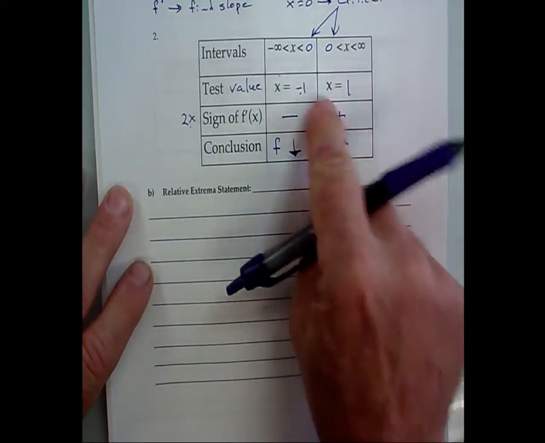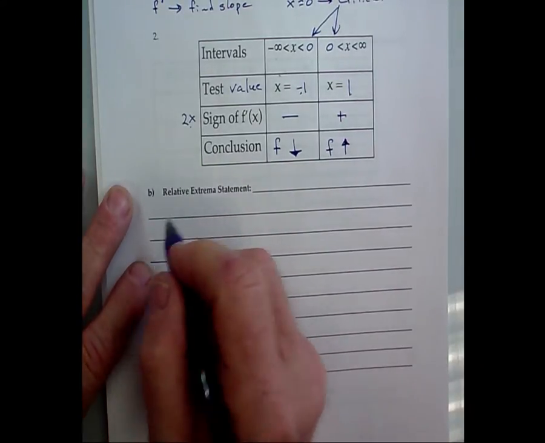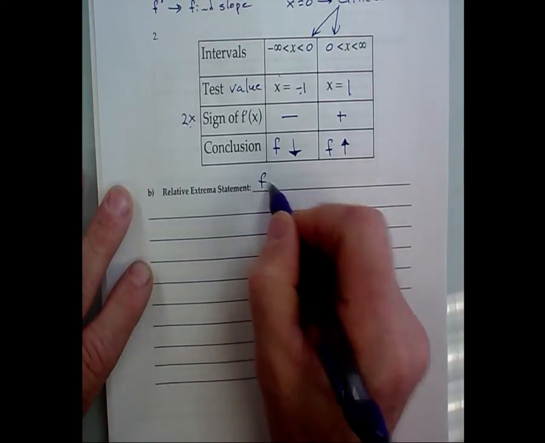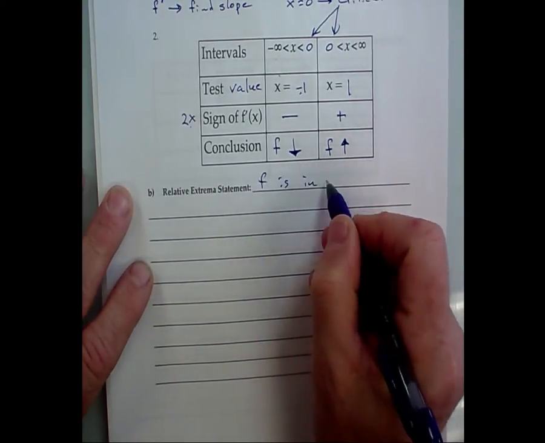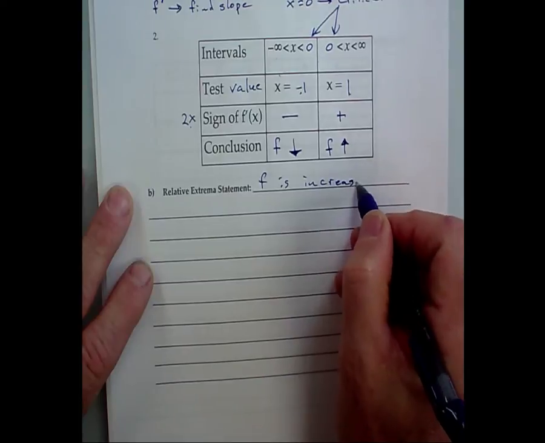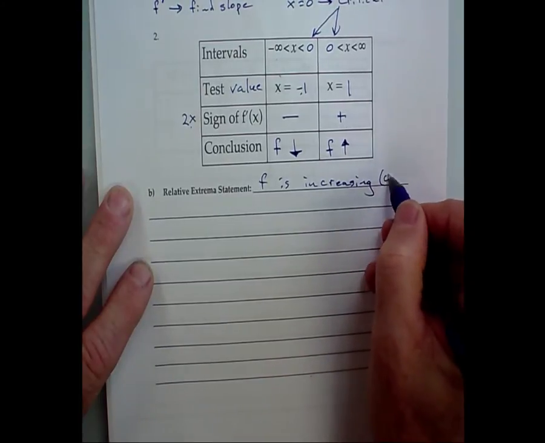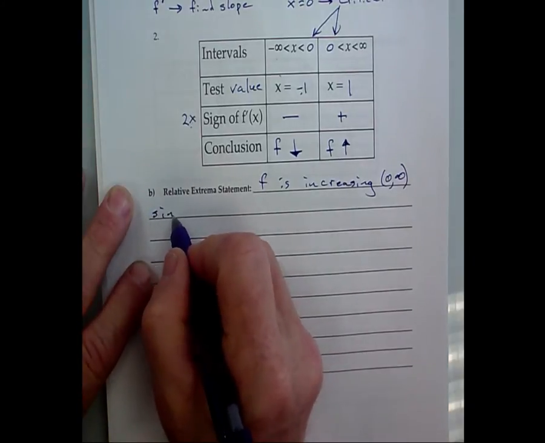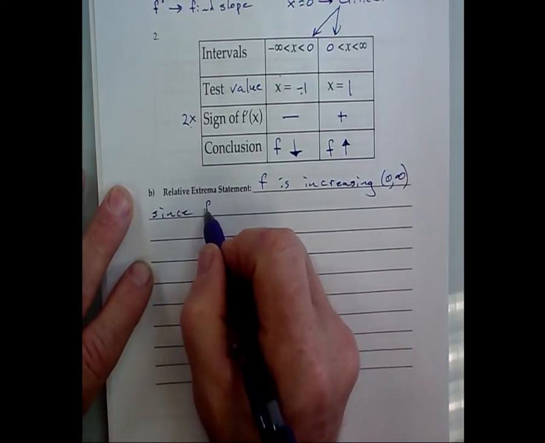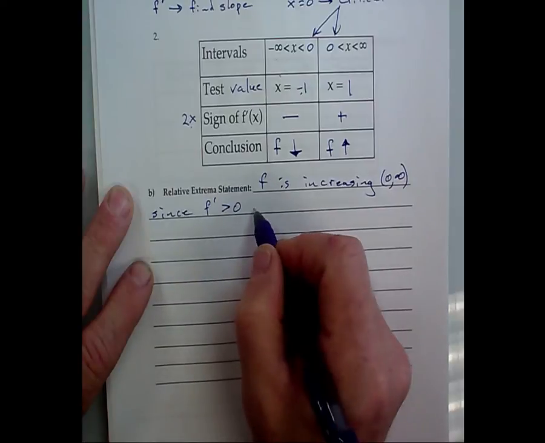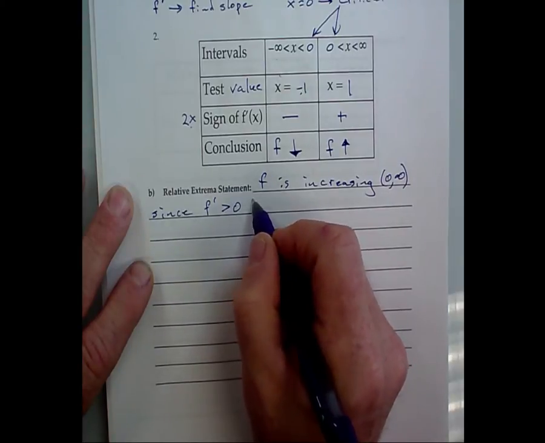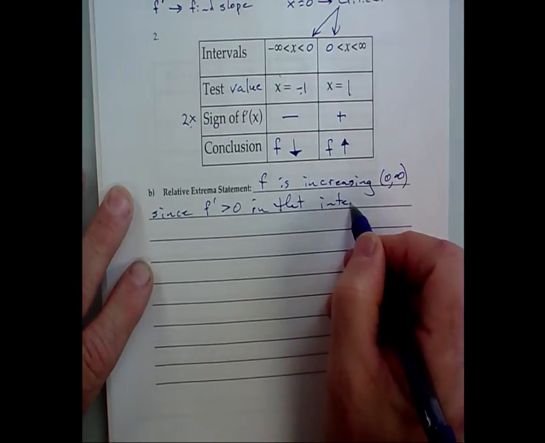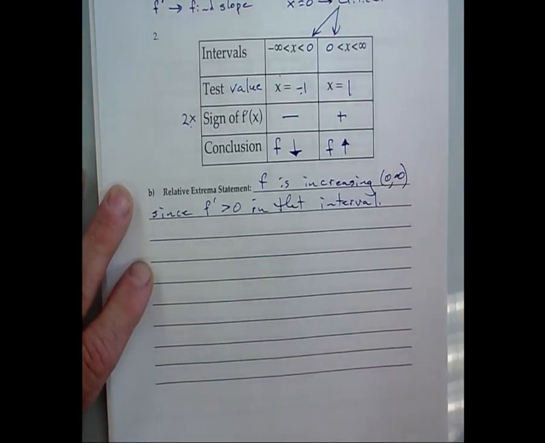And so I actually write the interval like this, and you can write it x is greater than 0. I'm going to say f is increasing from 0 to infinity, or where x is greater than 0, since f prime is positive in that interval. There's my justification.